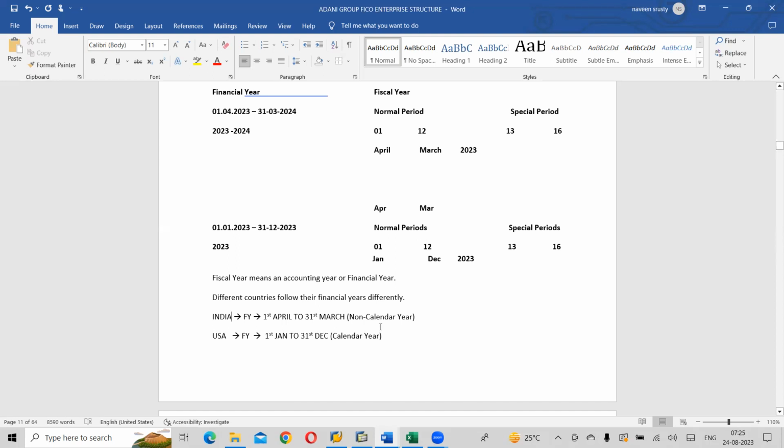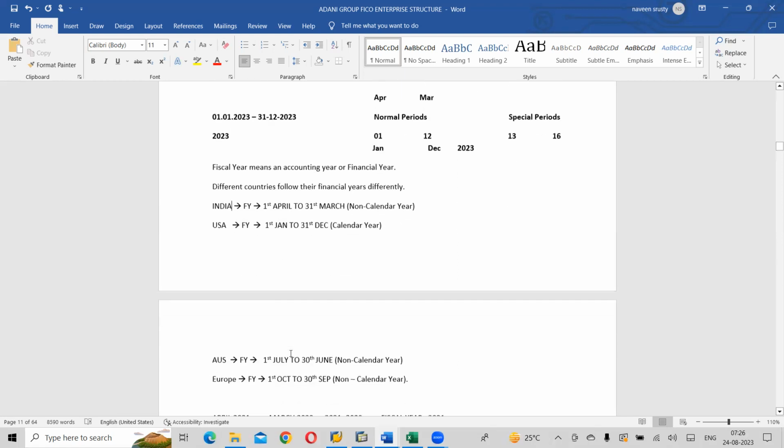And US, fiscal year, 1st Jan to 31st December. So it follows its fiscal year as a calendar year. And again, I'm reiterating, it is only the majority of states in US that follow this. And there are a few states which won't follow this. They will have their own fiscal year.